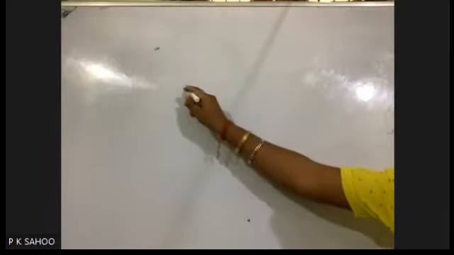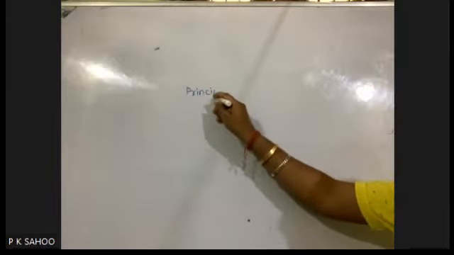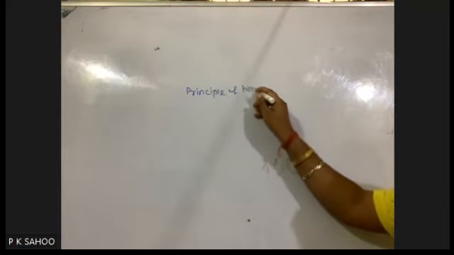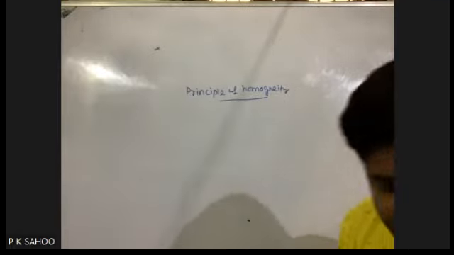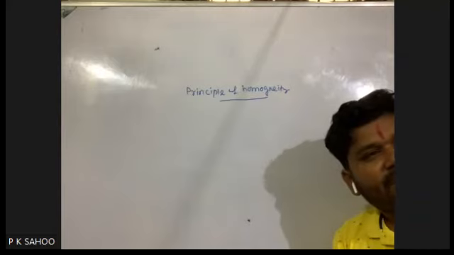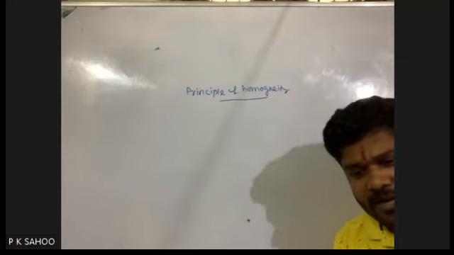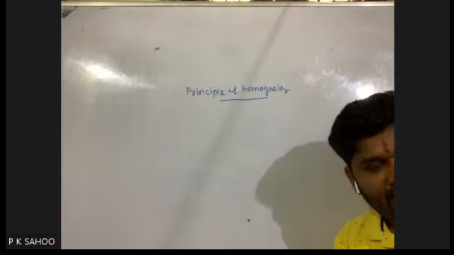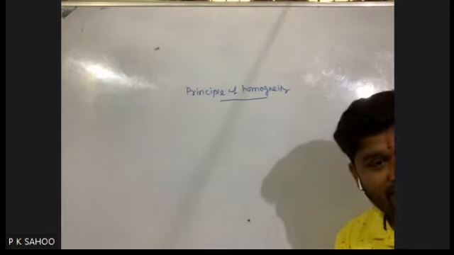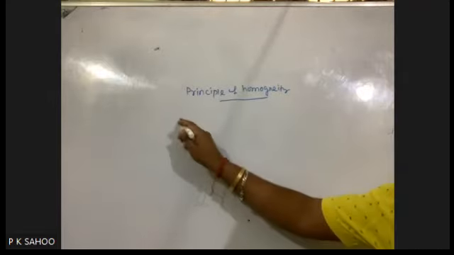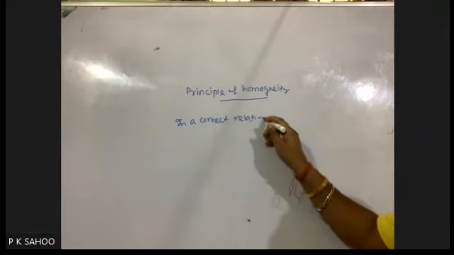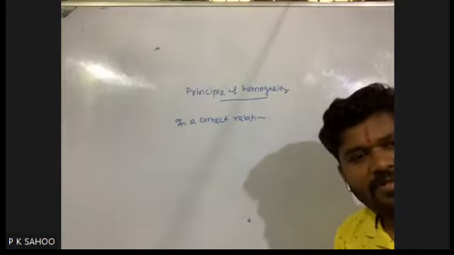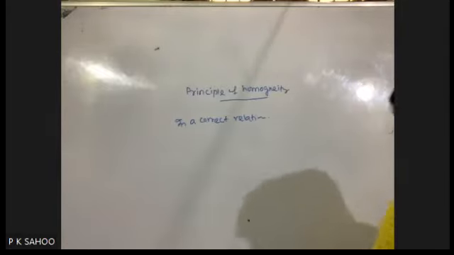Next we'll see the principle of homogeneity in dimensional formula. This is one new thing for you. What does this principle tell? The statement of this principle: in a correct relation, the dimension of each term is the same. If the relation is correct, then the dimension of each term is the same.